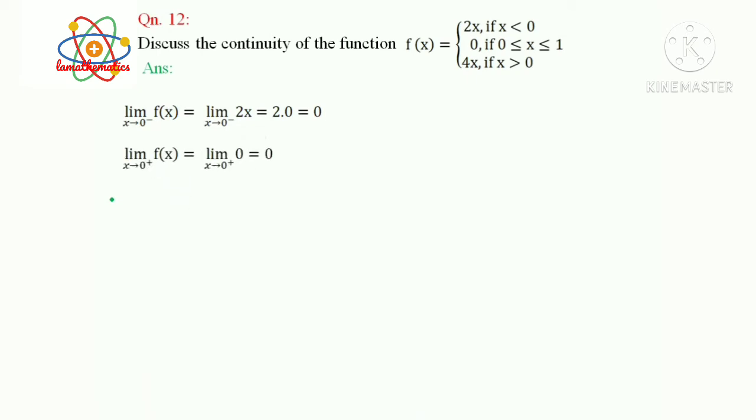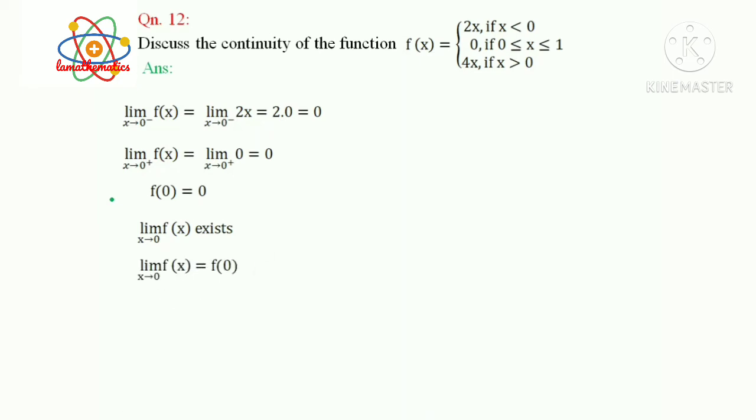Limit x tends to 0 plus f of x equal to limit x tends to 0 plus 0 equal to 0. Here we substitute the value of f of x for x greater than 0, that is 0. f of 0 equal to 0. Since limit x tends to 0 minus f of x equal to limit x tends to 0 plus f of x, limit x tends to 0, f of x exists.